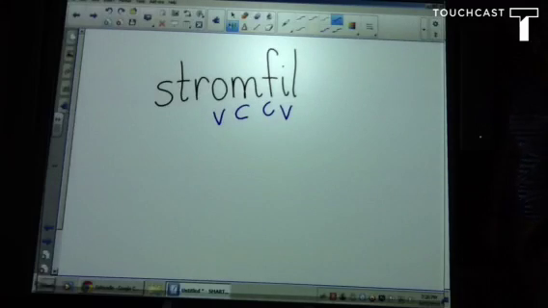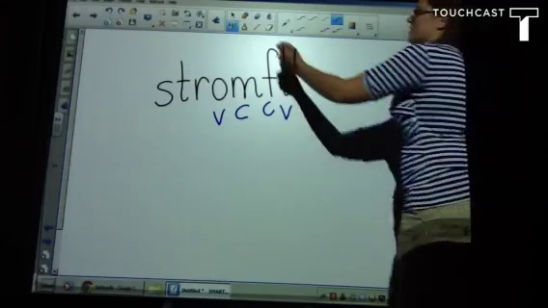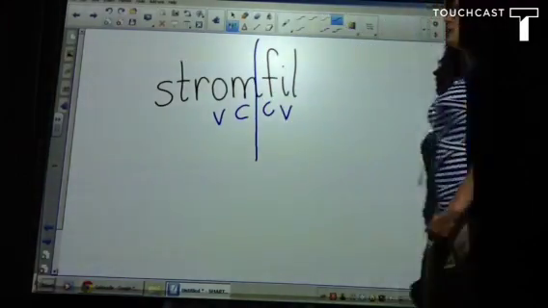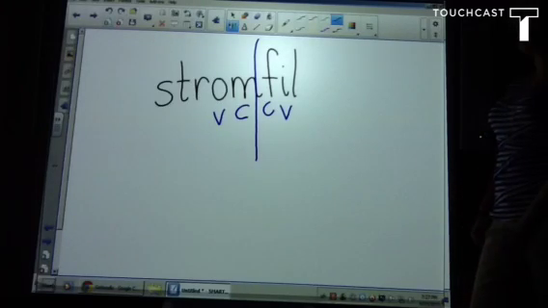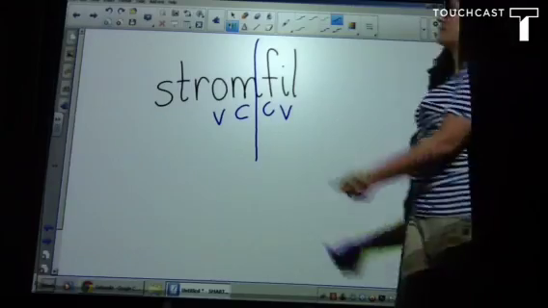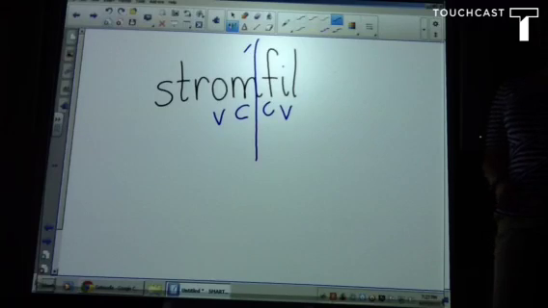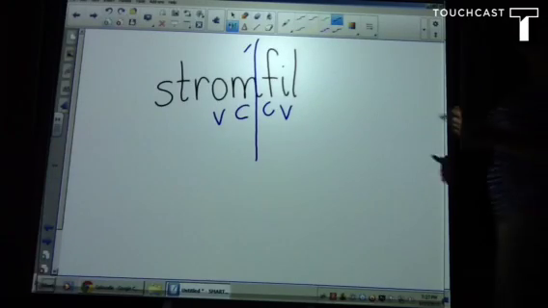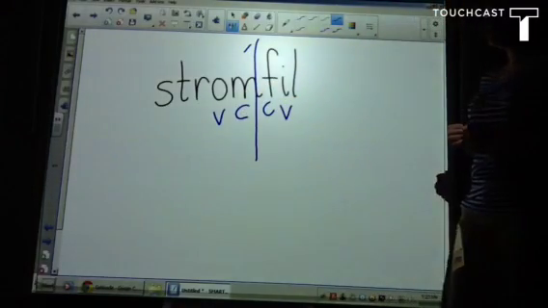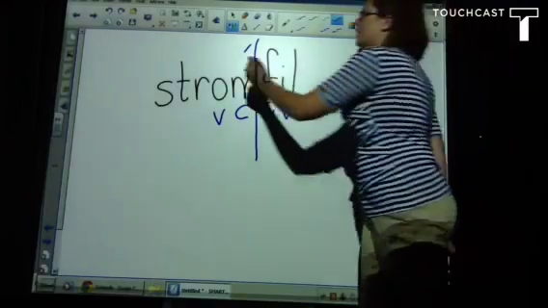Where's the best place to divide a VCCV pattern? Between the consonants. So we're going to divide right there. Okay, and where does our accent usually go on a VCCV word? Usually the first syllable, so let's try that. We've got to make sure we code the vowels before we're done with the word. So, the vowel in the first syllable, is it followed by a consonant? Yes. So how do we need to code it? With the breve. Very good.